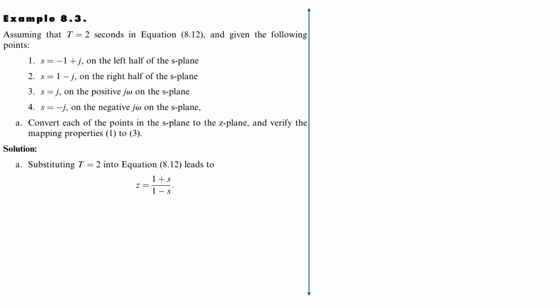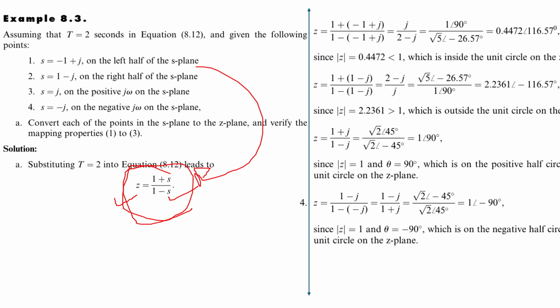Okay. Here is one example. Assuming T is equal to 2 seconds and you are given the following points, s is equal to minus 1 plus j on the left side of this. So how will you bring it into the z domain? In order to do so, what I told you, you have to remember this is the primary equation which is used to convert your analog to digital, that is into the z domain. So put the values, whatever the values of s are given, just put them here and you can convert to the z domain.